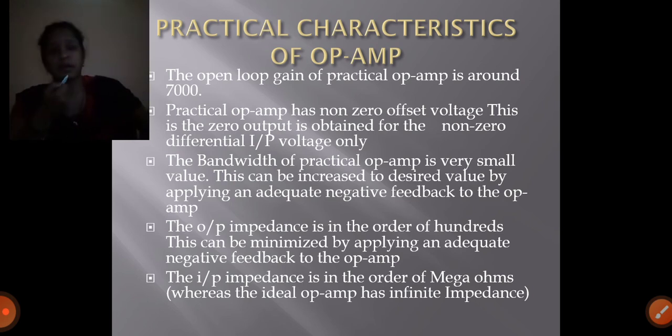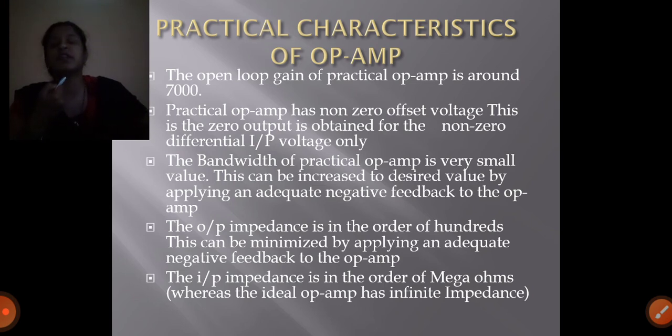They may ask for that one, right? Keep it in your mind. These are very important. The open loop gain of the practical operational amplifier is 7000. Practical non-zero offset voltage: this is the zero output obtained for the non-zero differential input voltage only.